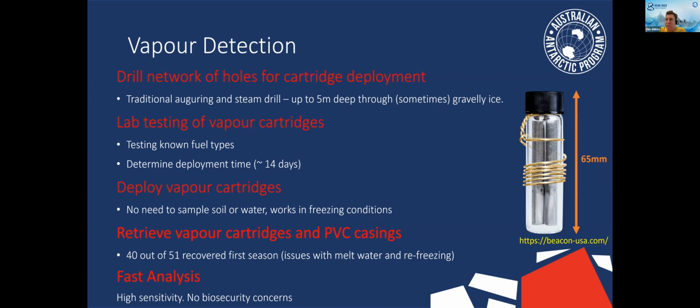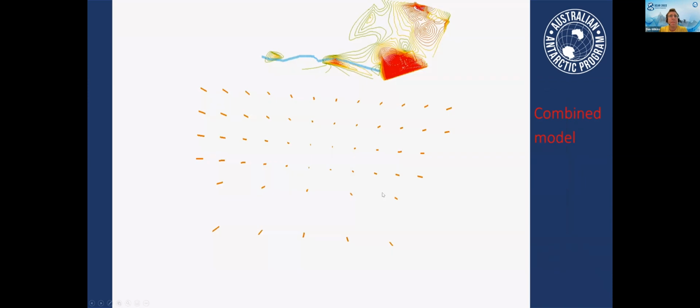The team back here also did a bunch of lab testing, looking at how these vapor cartridges responded to fuels we know well. The advantage of using something like this means we can tackle a site like the Casey Upper Fuel Farm, where we have all this snow and ice, with a new method. It's also very, very sensitive, and we're bringing back samples that aren't water or soil, so there's minimal biosecurity concerns. And what we used was Beacon Environmental in the US for the provision of these and the analysis of them. So let's take a look at what the site looks like.